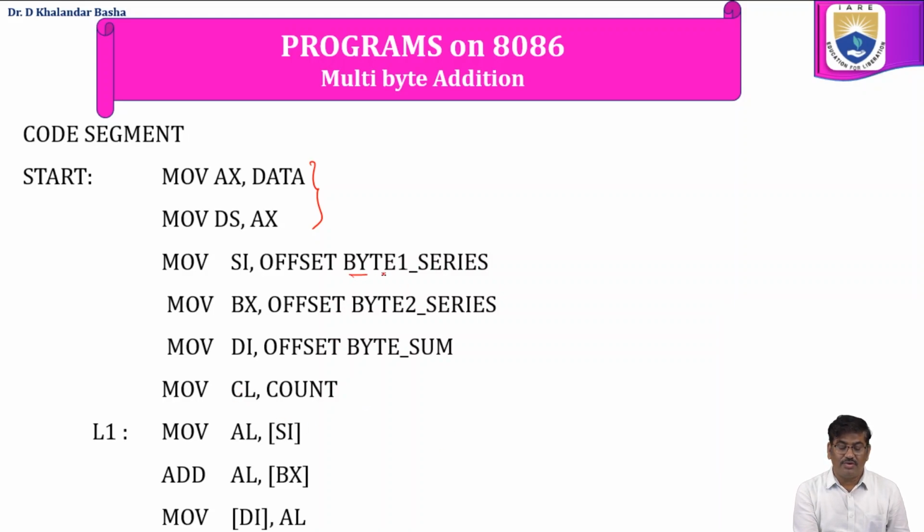For fetching the first byte of the byte 1 series, we will write MOV AL, [SI]. We want to add that with the contents of the second byte. So for that we will write ADD AL, [BX], where BX is pointing to byte 2. This instruction will add the byte 1 series with byte 2. After addition, the result will be there in the AL register. This AL register we are going to load into the target location, so MOV [DI], AL.